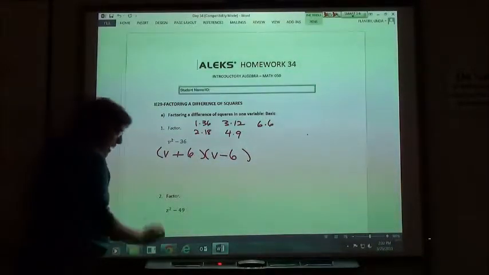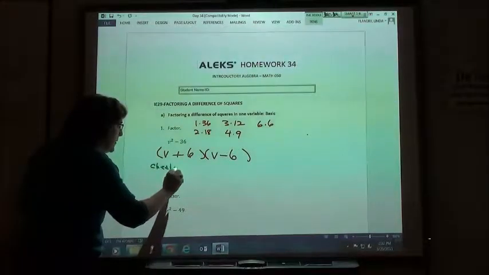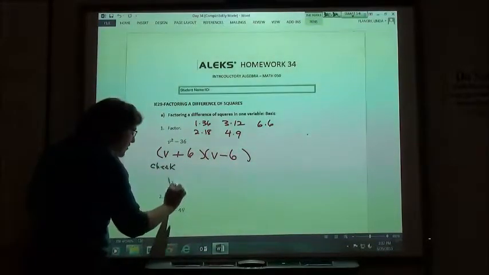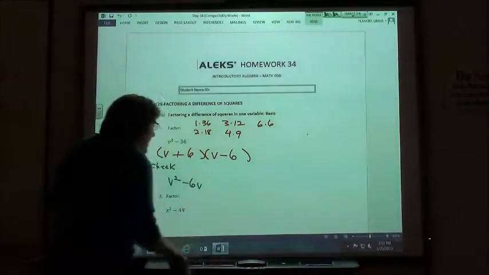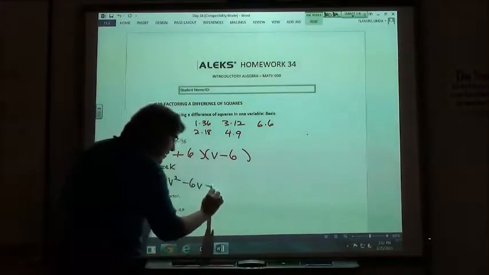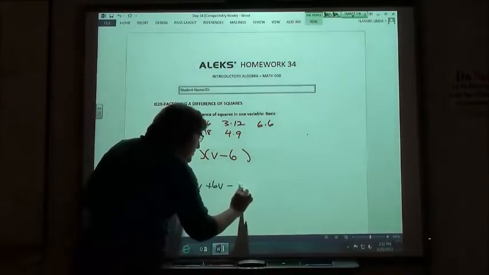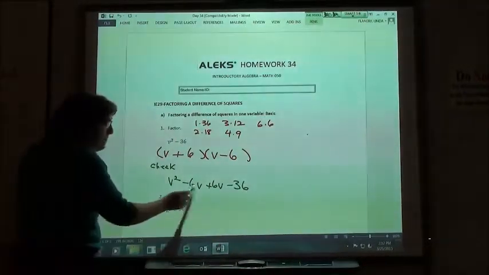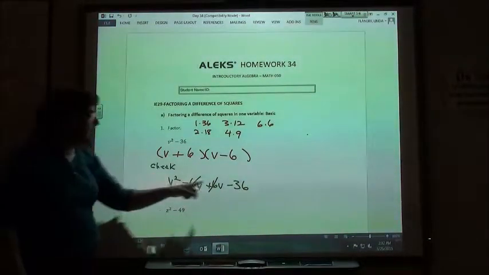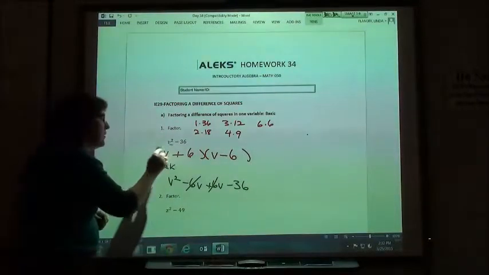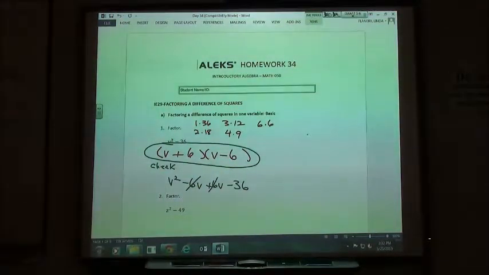If we wanted to check it, we would just FOIL it out. And so v times v is v squared. V times a minus 6 is minus 6v. Positive 6 times v, so positive 6v. Positive 6 times a negative 6 is my minus 36. My middle terms are opposites. They cancel out, so I get the v squared minus 36. So that indeed, v plus 6 times v minus 6 is my answer.